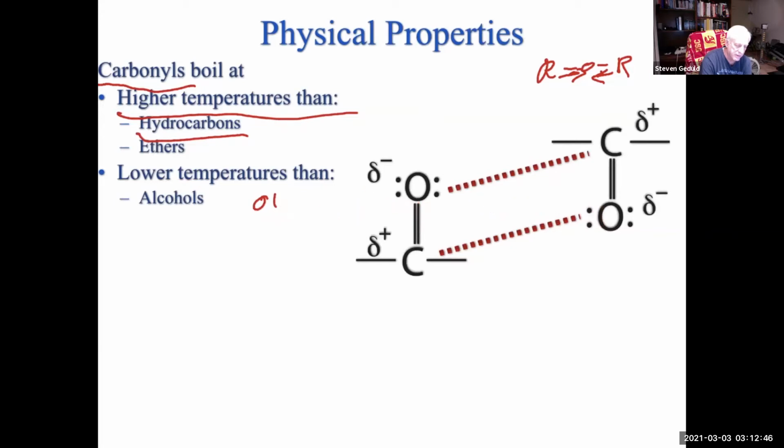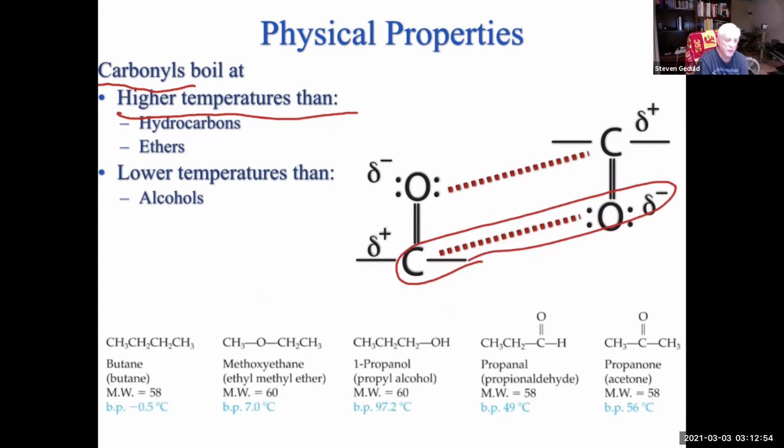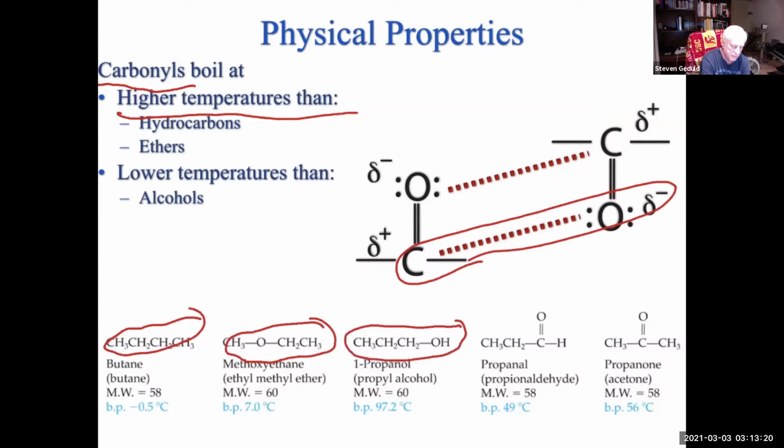Okay, so this is your carbonyl group. This is your dipole-dipole bonding. Okay, so if you look at different structures, here's your hydrocarbon. These all have very similar molecular weights, 58, 60, and so on, so they're all the same size. So there's butane, no oxygens, that's its boiling point. Now, you add one oxygen in the center, that's an ether, that's methoxyethane. It's a little bit more than the hydrocarbon. You add an alcohol, okay? It's a lot higher boiling point.